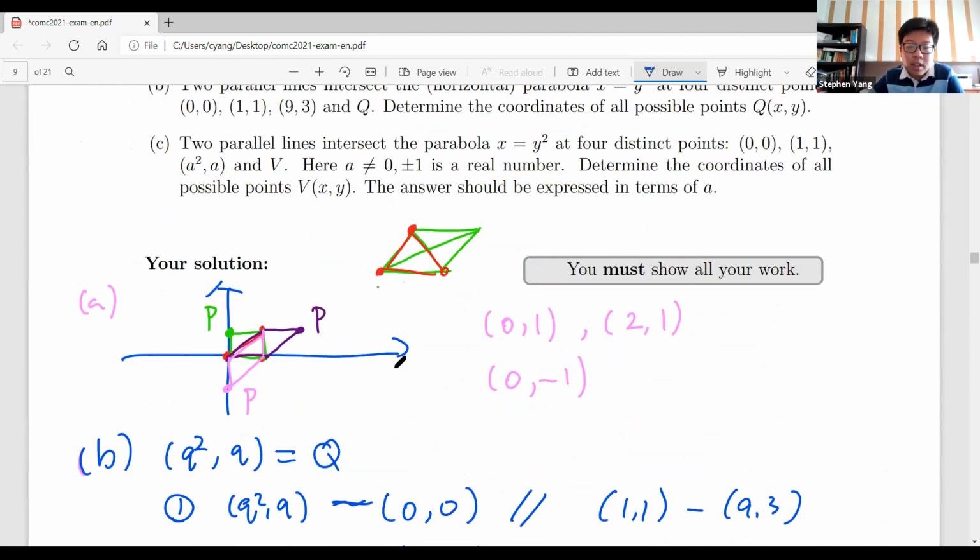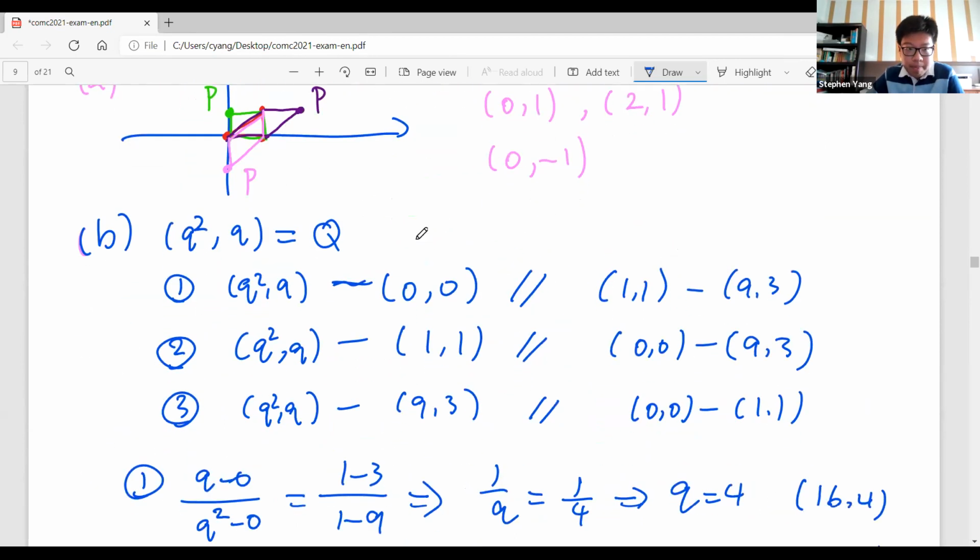Okay, now let's look at part C. We still have two parallel lines intersect at parabola x is equal to y squared at four different points, 0, 0, 1, 1, a squared, a, and v. Here, a does not equal to 0 or plus or minus 1. It's a real number. It wants you to find all possible points for v.